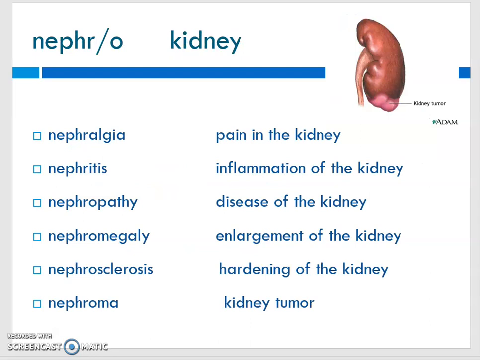And there's those words I promised you. A little bit of a data dump here, but hopefully it's not too bad. These are all using the combining form nephro. Nephralgia is pain in the kidney. Nephritis is inflammation of a kidney. Nephropathy is a disease of the kidney. Nephromegaly is enlargement of the kidney. Nephrosclerosis is a hardening of the kidney. And a nephroma is a kidney tumor.